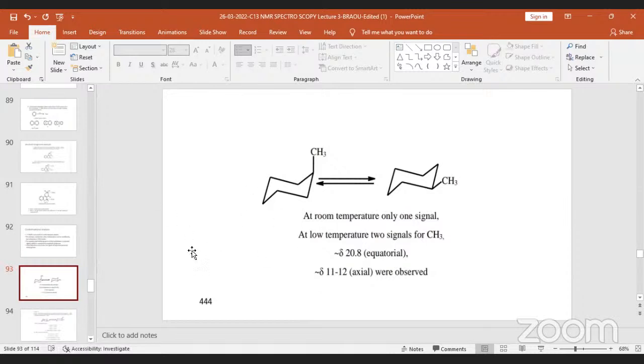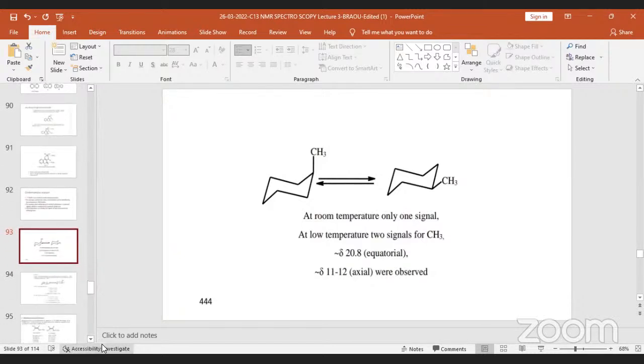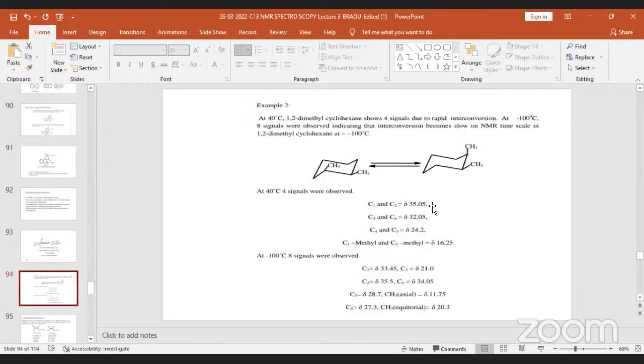So similarly, when it is a bicyclic or tricyclic system, we can study the stereochemistry, meaning axial and equatorial groups, etc. Okay. So similarly, dimethylcyclohexane. So 1,2-dimethylcyclohexane.